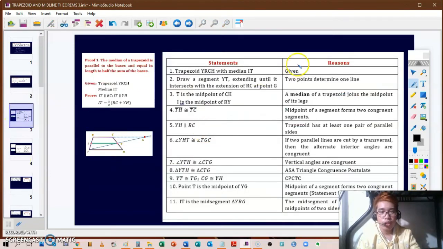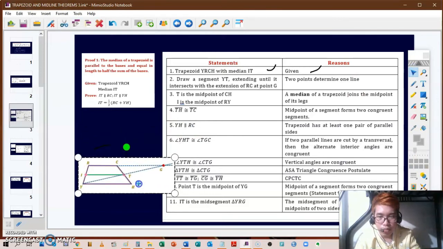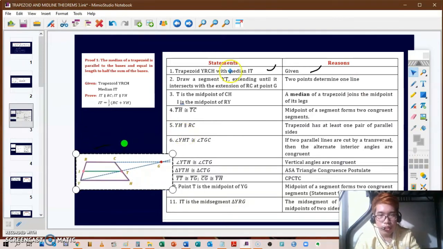So on number 1, we can write the given: trapezoid YRCH with the median IT. And number two, we can draw a segment YT, extending it until it intersects with the extension of RC. If you notice the figure here, with the extension of RC at point G. And T is the midpoint of CH, and I is the midpoint of RY.